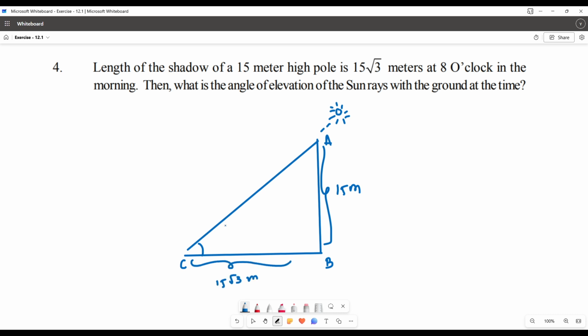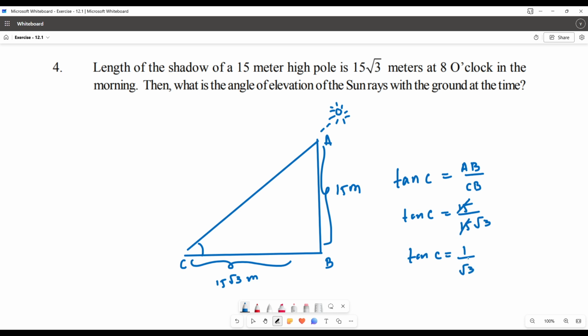So they gave us the opposite side to the angle and the adjacent side to the angle. They want us to find the angle. So the trigonometric ratio responsible for opposite and adjacent side is tan. So tan C is equal to the opposite side AB by the adjacent side CB. So tan C equals 15 by 15 root 3. 15 would get cancelled, and tan C we got as 1 by root 3.